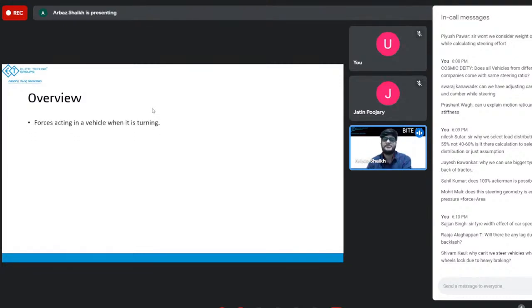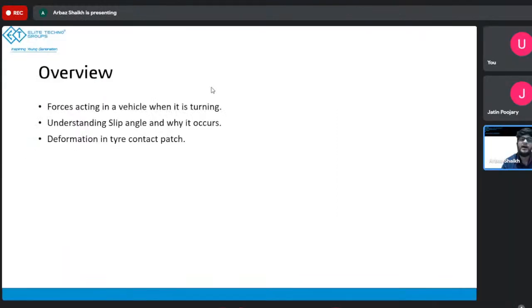In the beginning, we'll see what are the forces acting on a vehicle while it's turning. What are the lateral forces acting on a vehicle while it's turning, and what are their effects? Then we'll understand what slip angle is and why it occurs. This is a very important part while calculating the anti-Ackerman steering geometry. And we'll see how tire deformation occurs at the contact patch, and how that affects the slip angle also. Then we'll go for the Ackerman geometry calculation, and like I said, we'll be going through the anti-Ackerman geometry calculation.